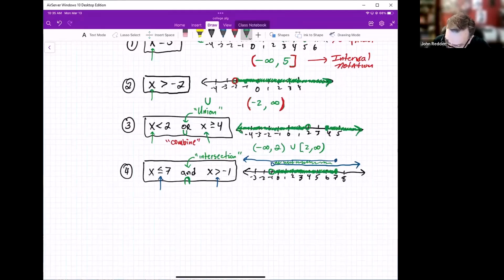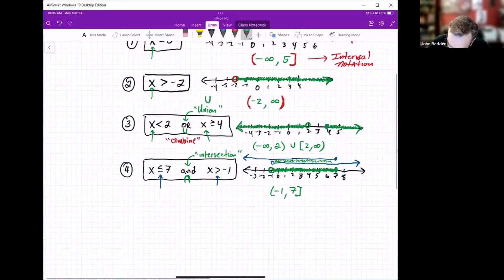Now, if I wanted to convert this to interval notation, all I have to do is say -1, non-inclusive, using a parentheses, to 7, inclusive, so using a square bracket, right? And so that would be the interval notation that goes with that particular compound inequality. All right, so that's the notation that we'll be using.